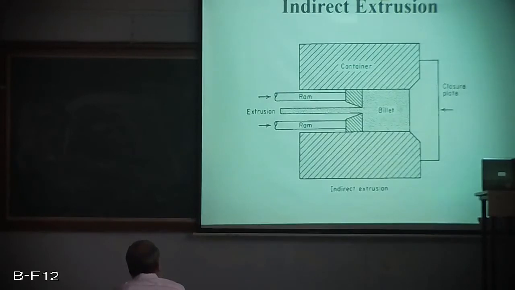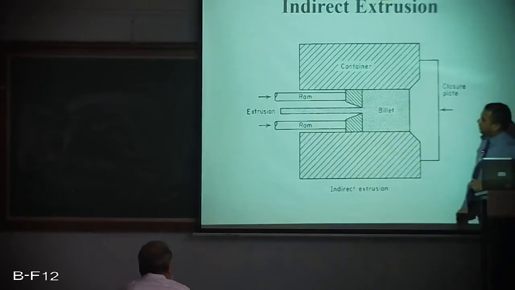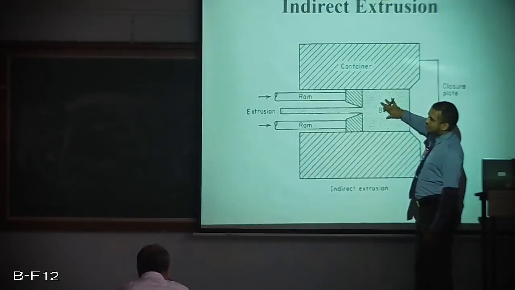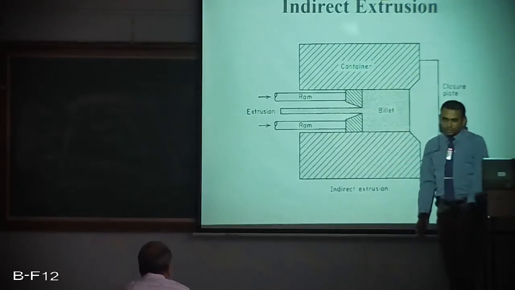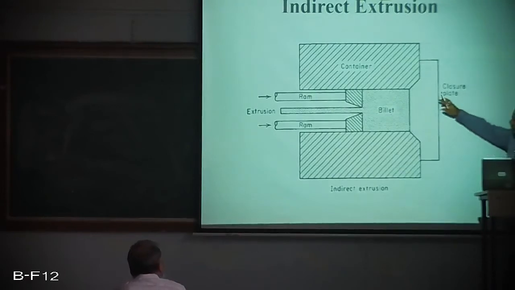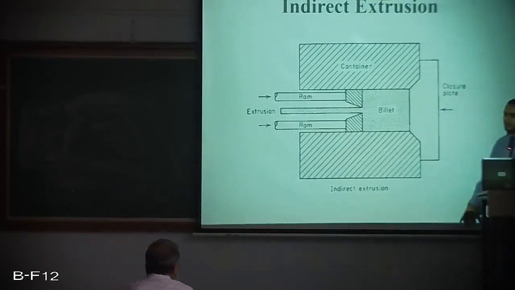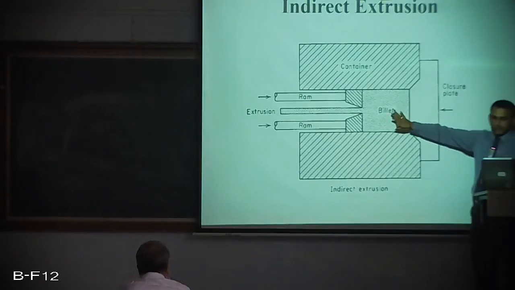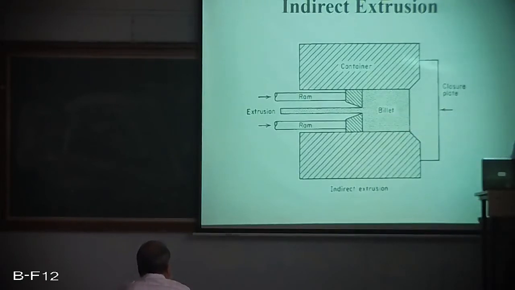Here, the billet will remain stationary while the die is pushed into the billet by a hollow ram. You can see this is the hollow ram. The billet is held stationary, whereas in the case of direct extrusion, the billet was moving. So there is no contact between billet and container. There is a contact, but the amount of friction is very less. Hence, the force required comes down drastically when compared with direct extrusion.